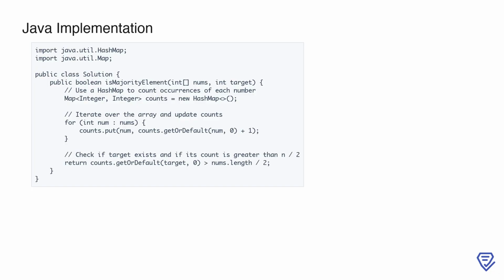This is the Java implementation of LeetCode problem number 1150. Check if a number is majority element in a sorted array. The solution mirrors the Python logic, using a hash map to count occurrences of each number in the array and then checking if the target's count exceeds half the array's length. Key differences include Java's explicit type declarations, the use of a hash map instead of Python's Counter, and Java's idiomatic methods for accessing and updating collections.